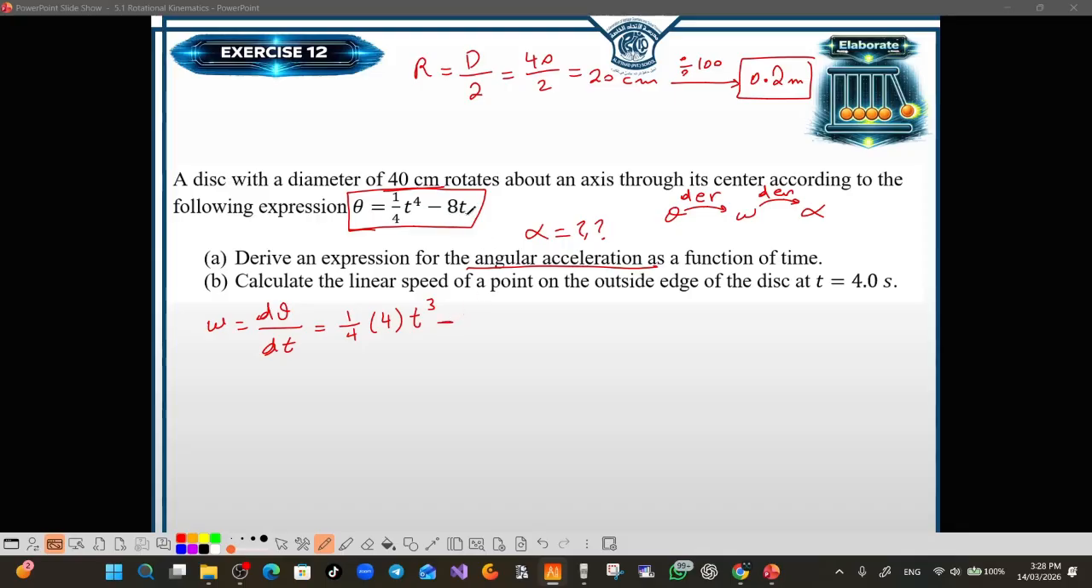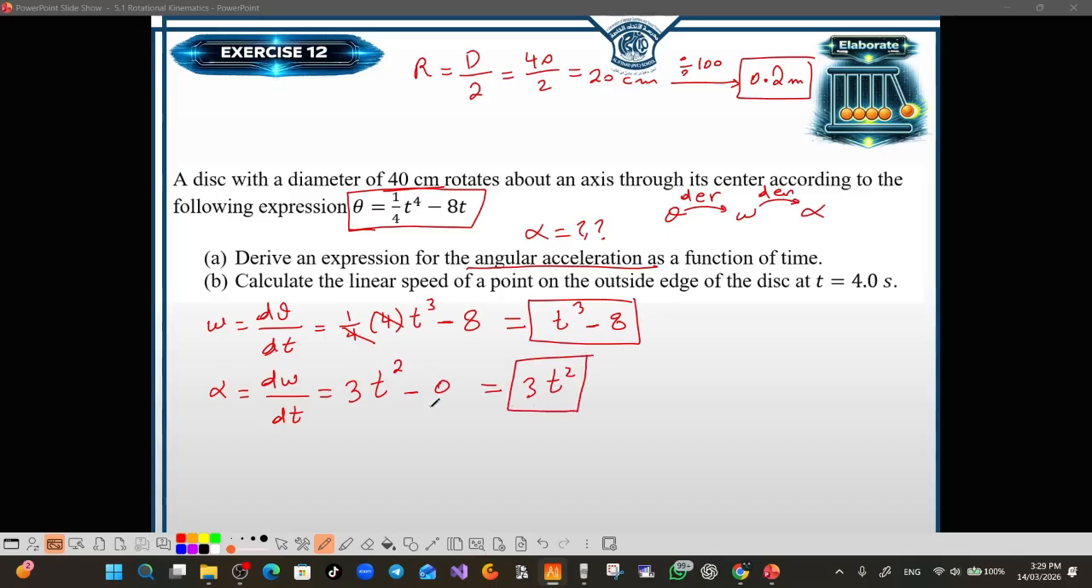The derivative of constant is zero, and the derivative of linear becomes constant. So the 4 and 4 cancel out, and omega is t to the power 3 minus 8. Now to find alpha, we apply the derivative on the omega. We drop the power and reduce the power by 1. It becomes t squared, minus 8. The derivative of constant is 0. So the final answer is 3t squared. This is the expression of alpha.